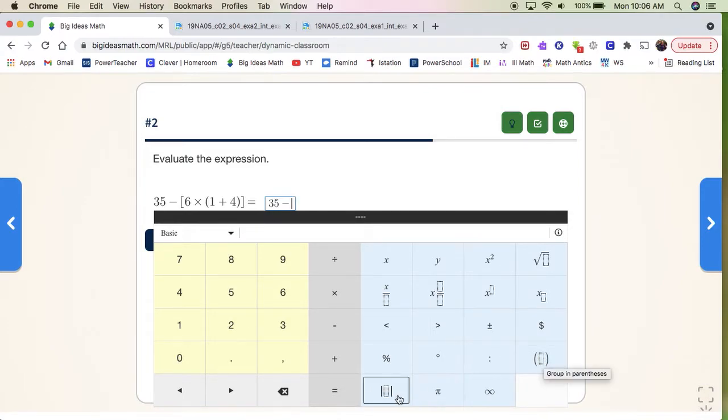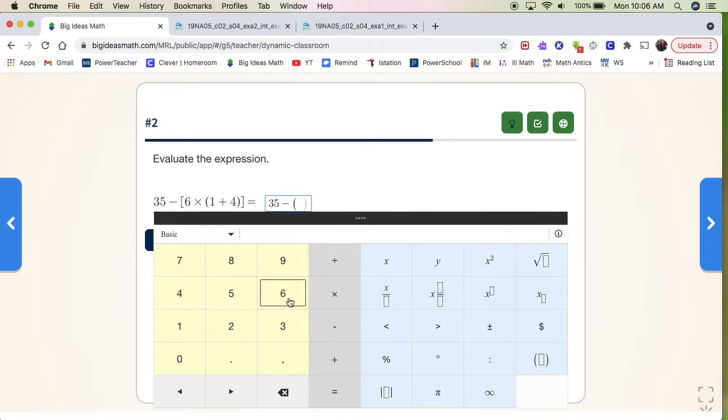Well, that's interesting because that's not brackets. I'm not sure how they want us to do that. Okay. Well, we're just going to have to pretend this is brackets. I'm sorry, guys. All right, so it's 6 times 1 plus 4. 1 plus 4 is 5. Now that is going to equal 35 minus 30, because 6 times 5 is 30. And then 35 minus 30 equals 5.